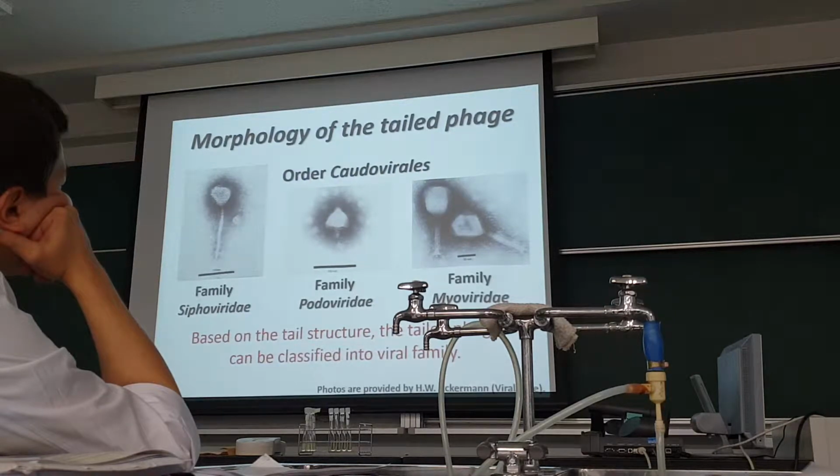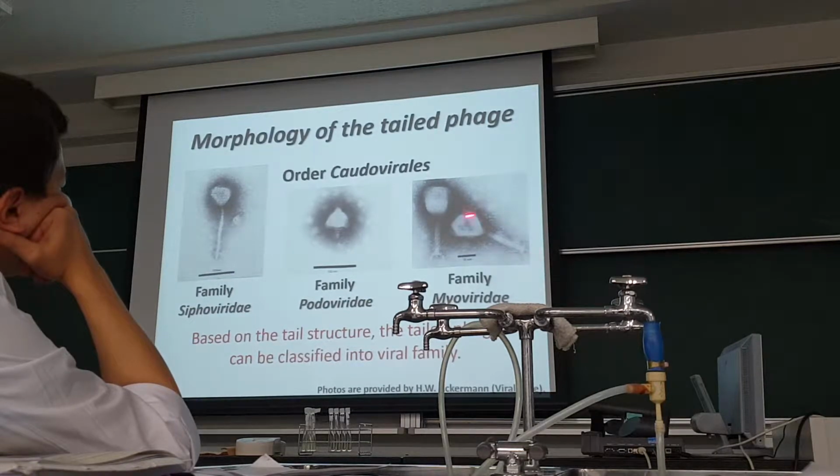And there are several types of bacteriophage. Based on the morphology, we are going to classify these phages. So for example, this phage has got a long tail, head and long tail. This can be classified in family Siphoviridae. And this has got a short tail. You may not see these things, but there's a tail. Head and short tail, it's classified into the family Podoviridae.